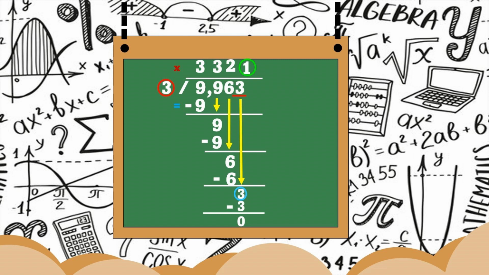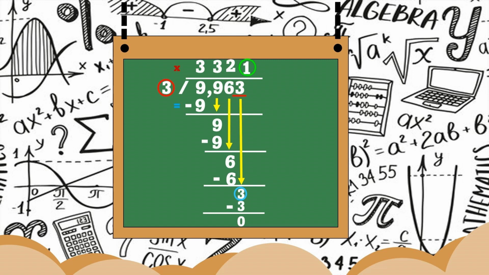So, bring down the last term, the number 3. Then let's divide the number 3 by our divisor, that is also 3. So 3 divided by 3 is equal to 1. Next, let's multiply the quotient, which is 1, by our divisor, that is 3. So 3 times 1 equals 3.